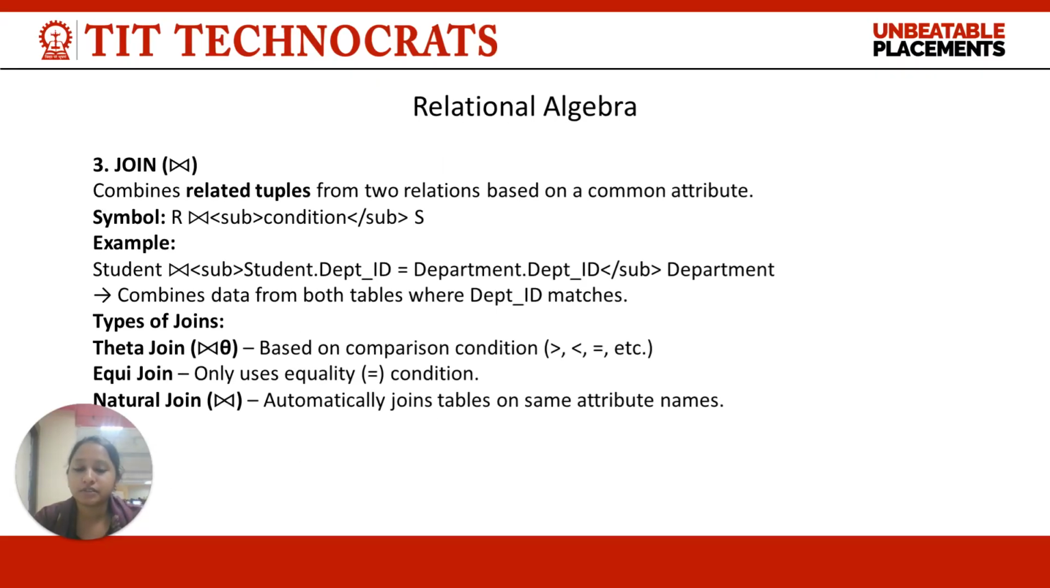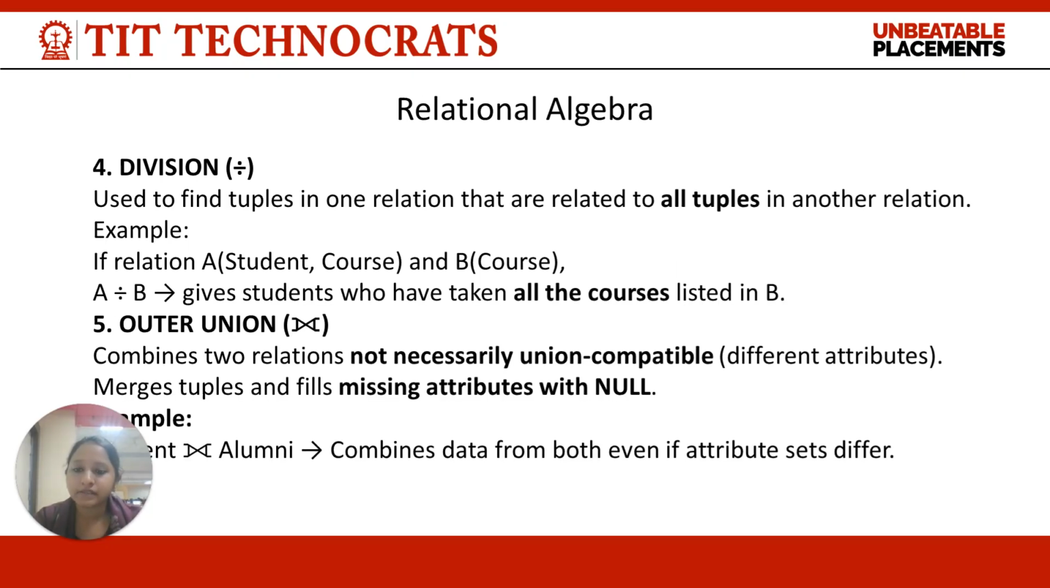Next is join. Join in relational algebra combines related rows from two tables based on a common attribute. The types of joins are theta join, equijoin, and natural join. Next is division. Division is used to find rows in one table that are related to all rows in another table. For example, if A is student-course and B is course, then A divided by B lists students who have all courses in B. Outer join combines two tables even if they have different columns. Missing attributes are filled with null.